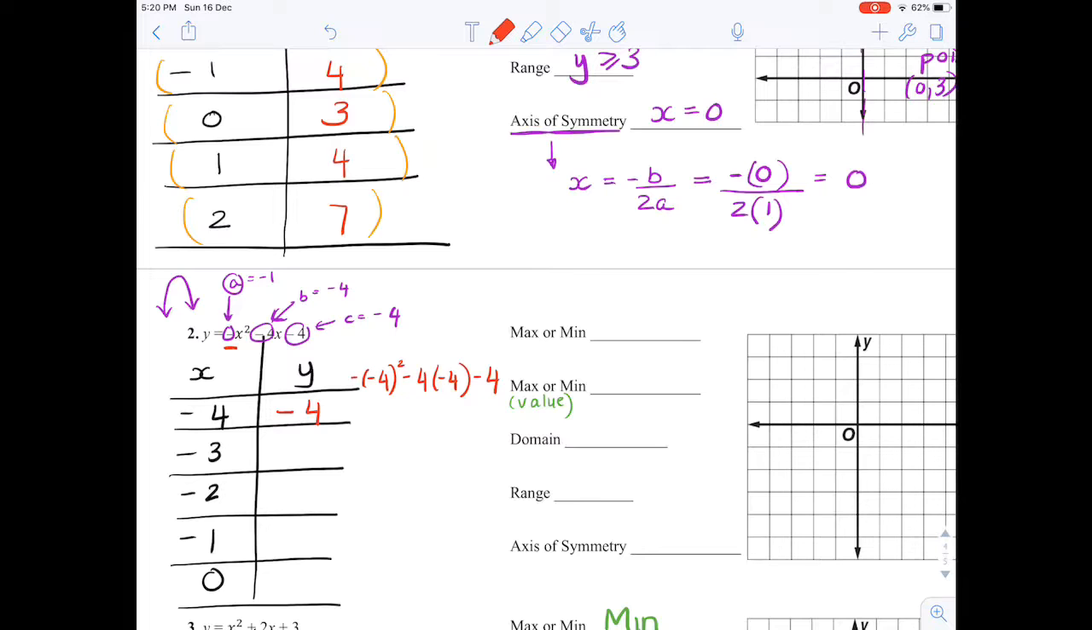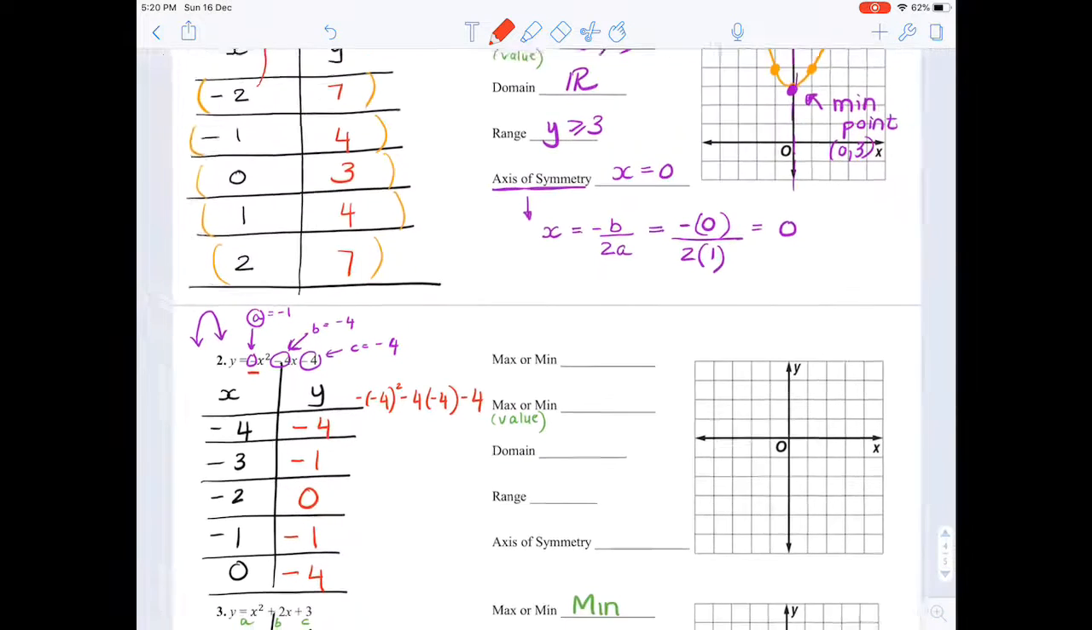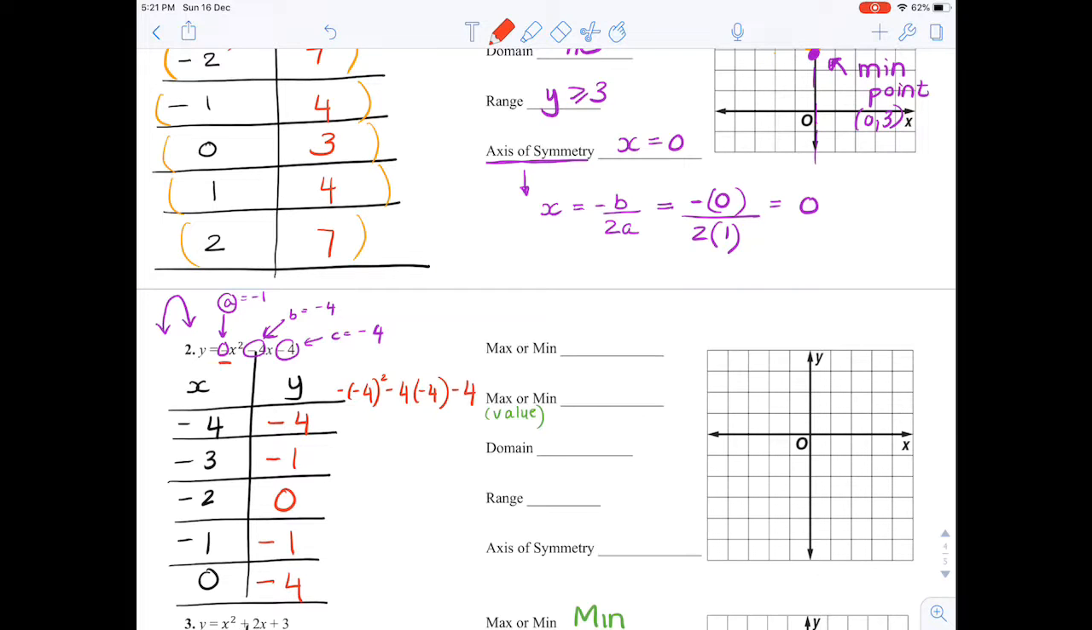If you put negative 3 into that equation, it will give you the answer negative 1. If you put negative 2 in, you'll get 0. Negative 1 will give you negative 1. And if you put 0 in, it'll give you negative 4. Okay? All right, let's go over and plot that on the graph.